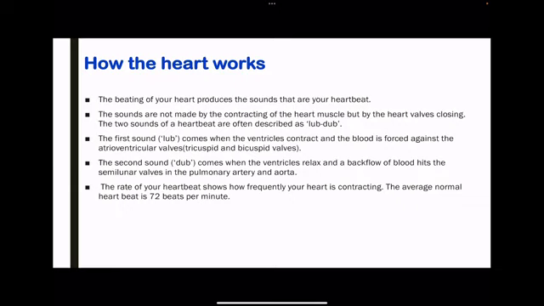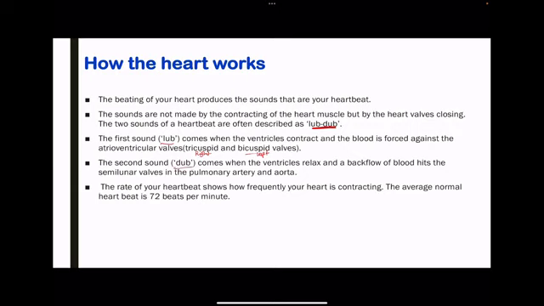Looking into how the heart works, of course, the beating of our heart produces the sound we hear as a heartbeat. And these sounds are actually not due to the contraction of the heart, but they are due to the heart valves closing. The two sounds of a heartbeat are often described as lub-dub. So the first one, which we call the lub, comes from the ventricles contracting and as the blood is forced against the atrioventricular valves. These include the tricuspid valve as well as the bicuspid valve, these being on the right side and the other being on the left side.